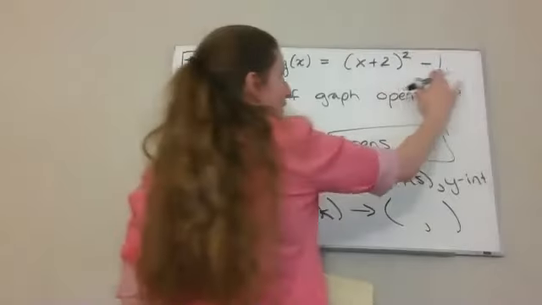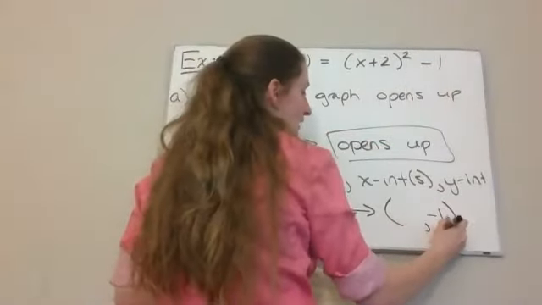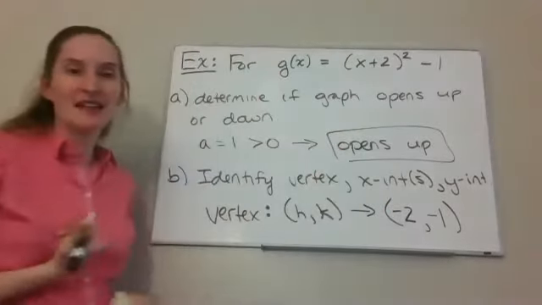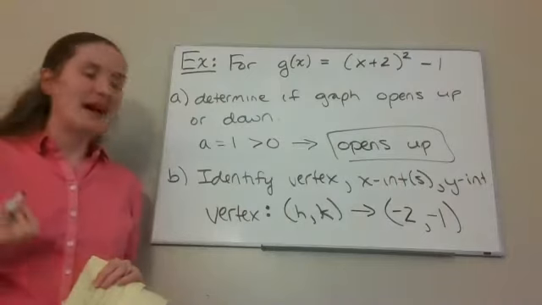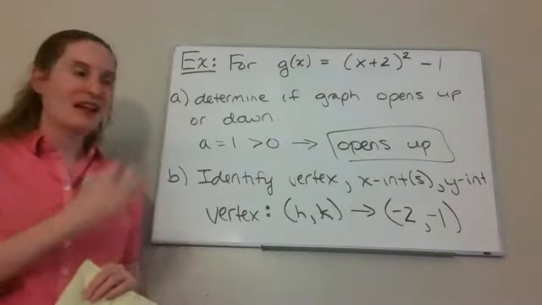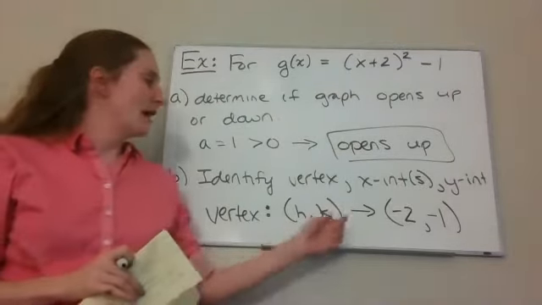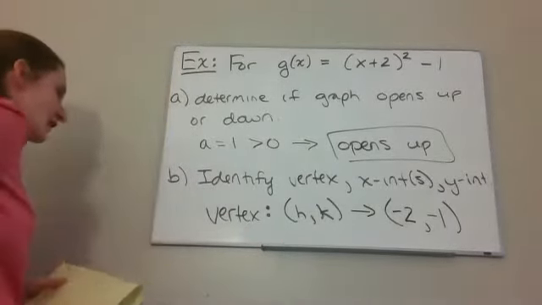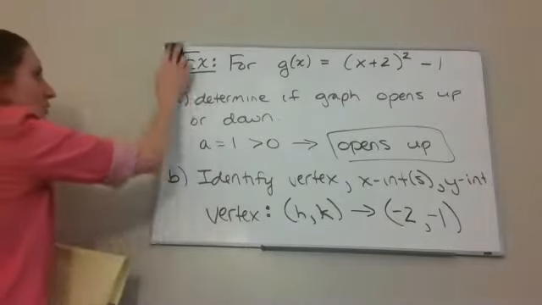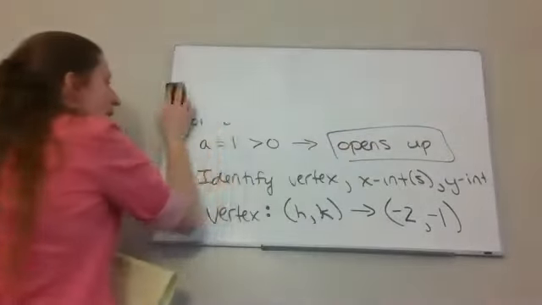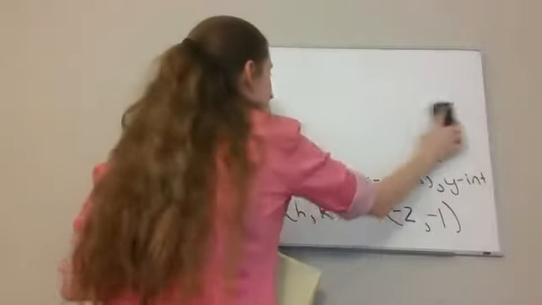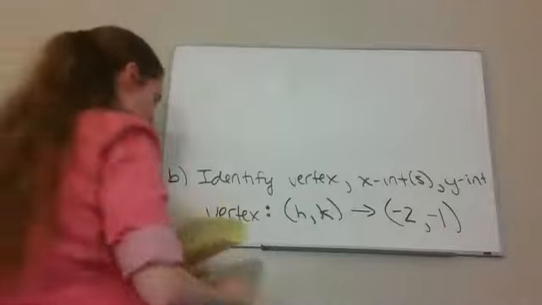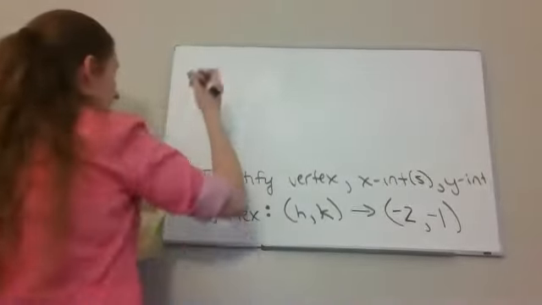So your k is the number on the outside, -1, but your h is the opposite of the number that's on the inside. So since it was a minus h in the parentheses and I have a positive 2, I know my h is actually -2. So my vertex is the point (-2, -1). To find my x-intercepts, we do exactly what we did in earlier sections. We have to find when the function is equal to 0.